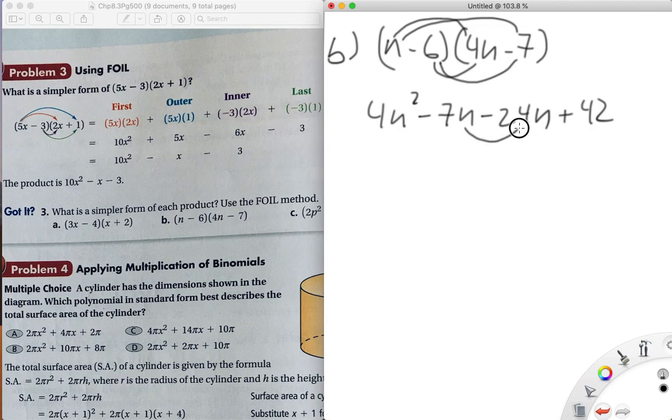Combine like terms. These are the two guys that are the same variable raised to the same power, so I can combine them. So it's going to be 4n squared. Negative 7 minus 24, they're the same sign, so I add the absolutes, so that's going to give me negative 31. It's going to be negative 31n plus 42, and then I'm done.